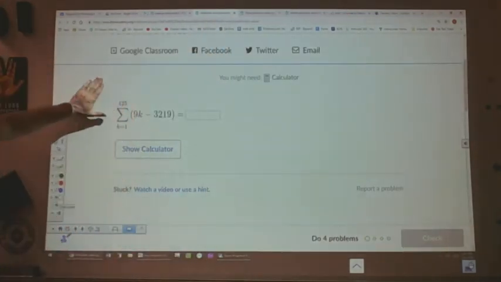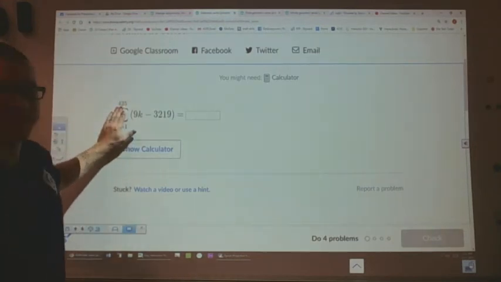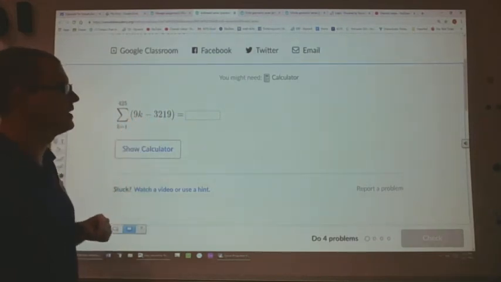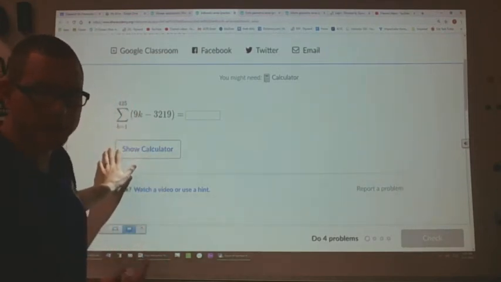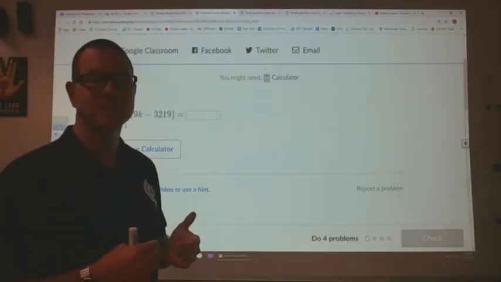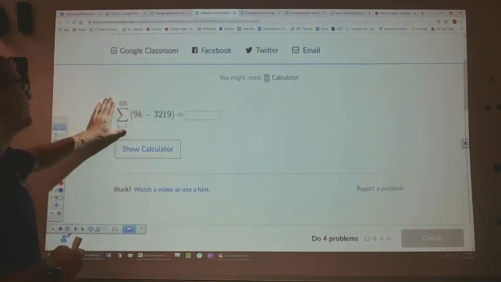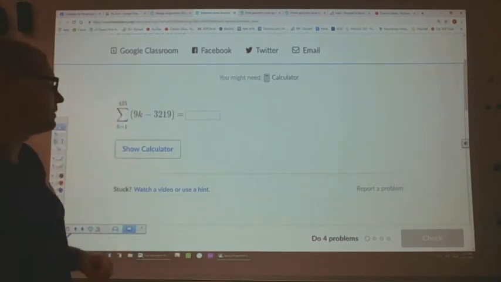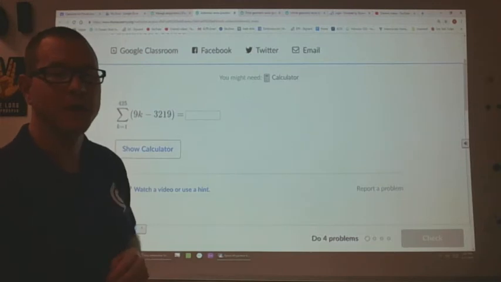Now, things like this. The sum from 1 to 425 of 9k minus 3,219. On the last examples, we could just write out the terms. There were like 3 or 2 of them. So it's just expanding to the series and then adding them up. That's not really feasible for this one, since going from term 1 to 425 is 425 terms. I don't really want to write those all out.